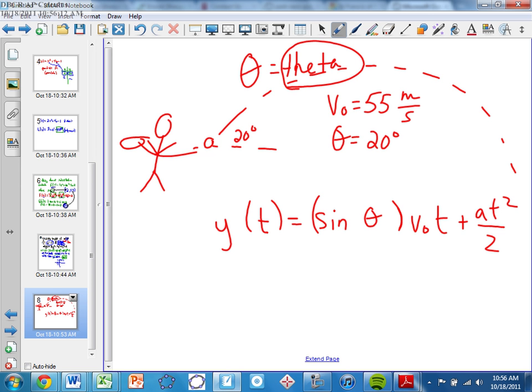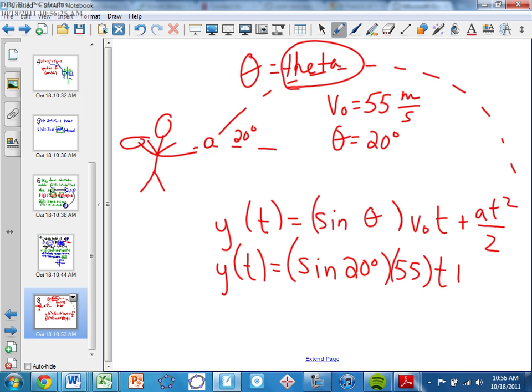Okay, now, knowing those values, let's plug in. So we have sine of 20 degrees times 55 times t plus. Now, we need to plug in what t is. Remember, t was our time. A stands for acceleration due to gravity. It's something you don't have to have memorized, but if you happen to know it from physical science, the value is negative 9.81.